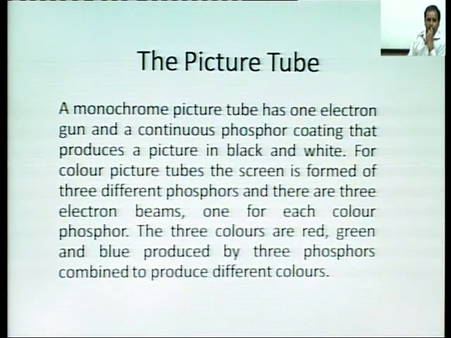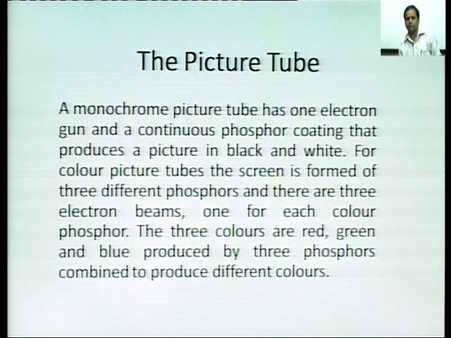It has one electron gun and a continuous phosphorus coating that produces a picture in black and white. As I told you, we are discussing the monochrome picture tube. So the whole information will be in black and white, and different proportions of black and white will be mixed together to form a particular picture.